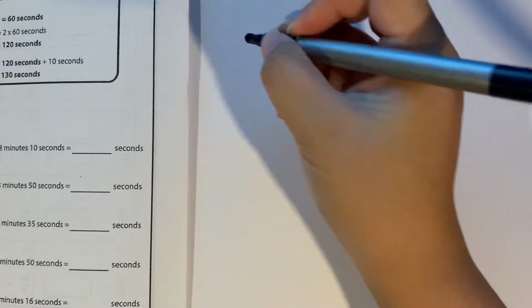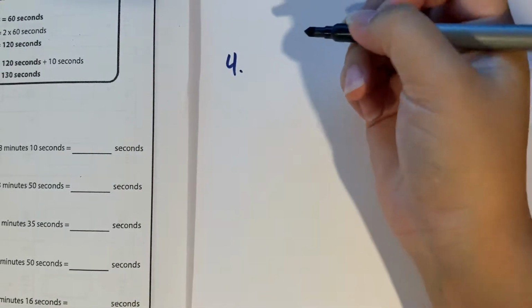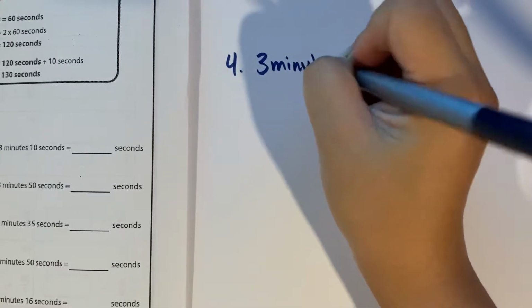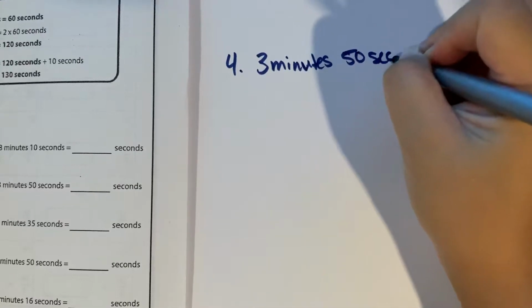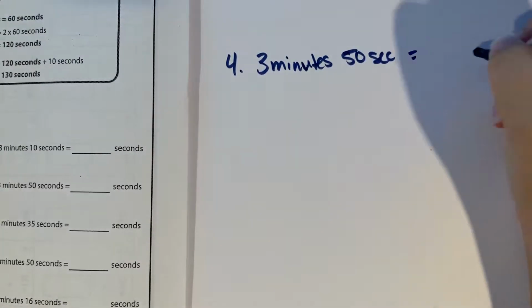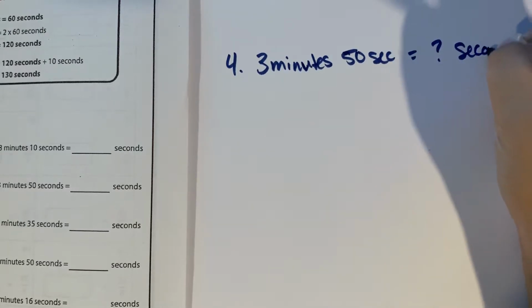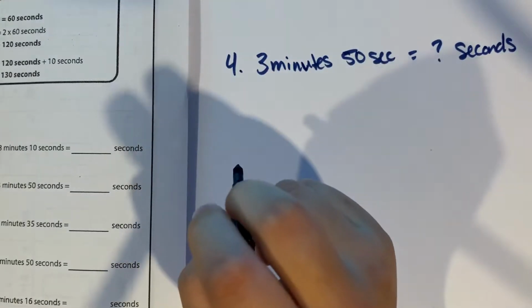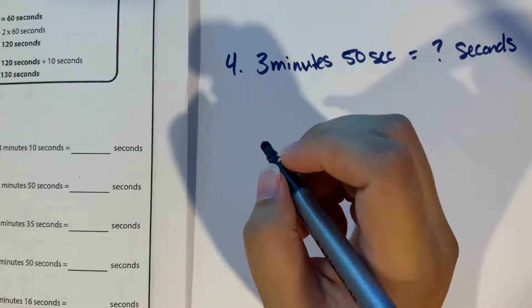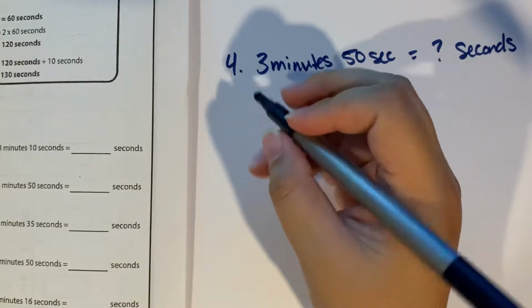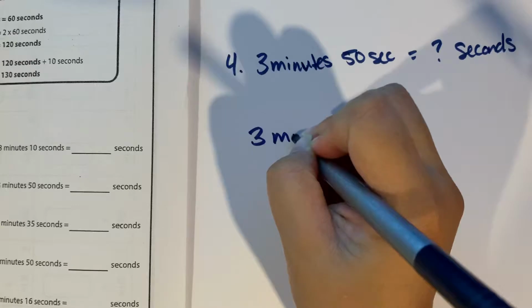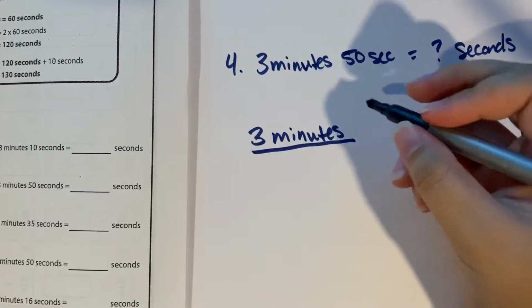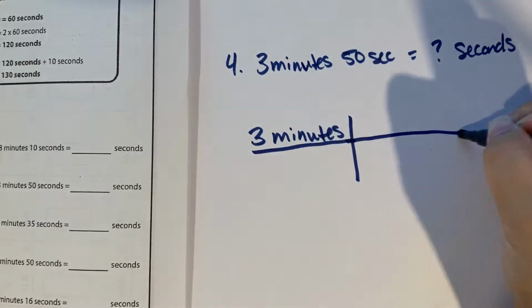Let's do number 4. Okay, so number 4, you have 3 minutes and 50 seconds turned into seconds. Easiest way to do this. Okay, this is the process that you should be using for any type of time conversion, just because it's going to keep you consistent. So we'll do 3 minutes. This is the formation for it. Okay, we're trying to go to seconds.